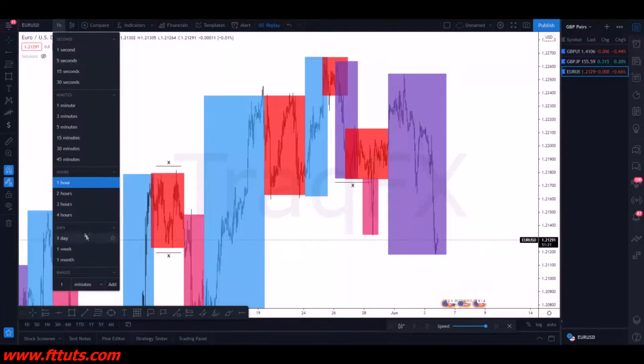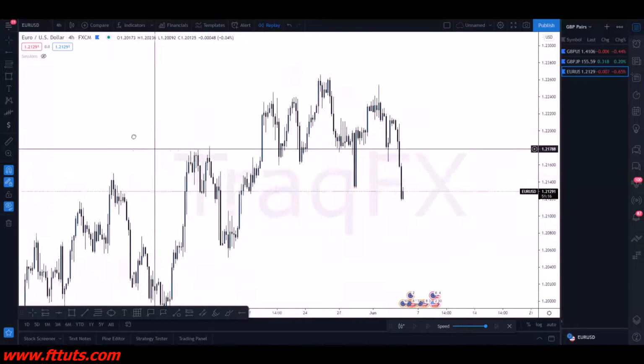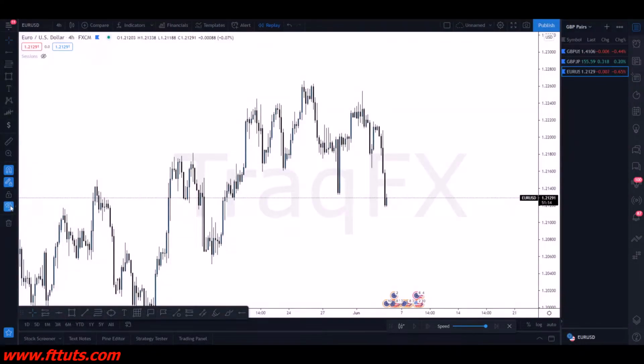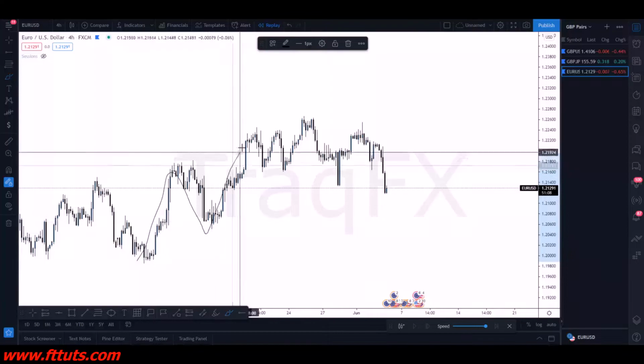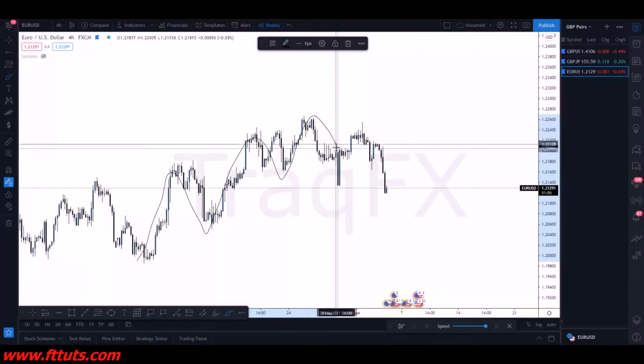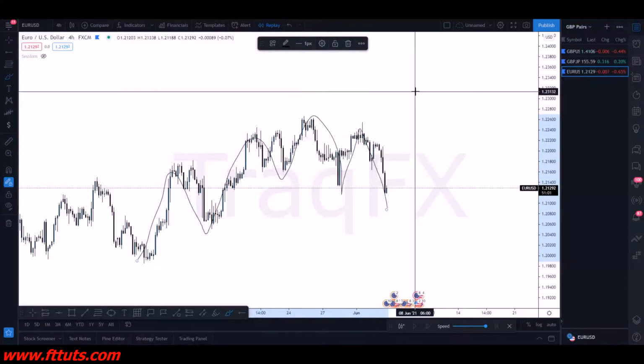What do we see happening? Well, let's go back to the 4 hour and analyze structure. Let's delete all this and analyze structure now. So boom, we have a high, higher low, high, higher low, higher high, lower low, lower high, lower low. So clearly the trend direction is changing now.